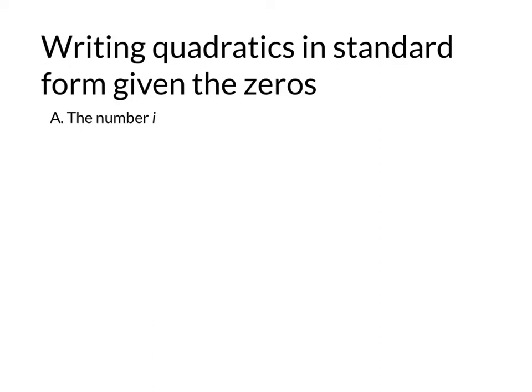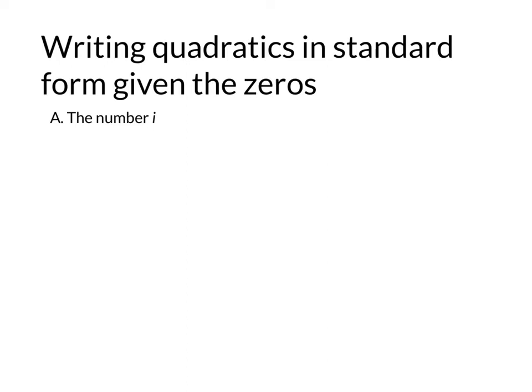Today we're writing quadratics in standard form given the zeros. We've done this in the previous chapters. We had to find a, but we were really writing them in intercept form or vertex form. Now if I know the zeros, we're going to write it into standard form. But first we need to talk about the number i.